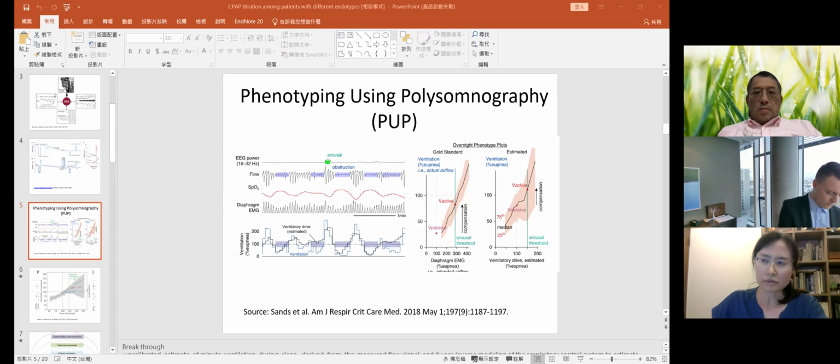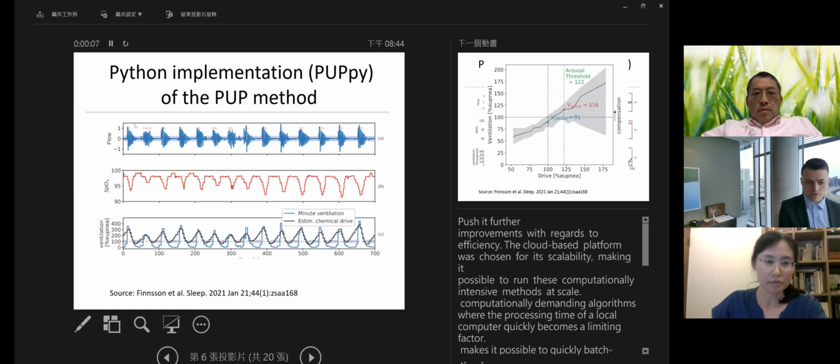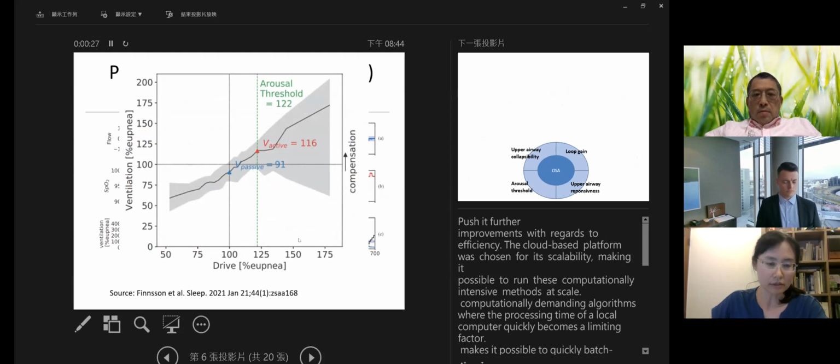But there's still a small limitation, which is that it's not very accessible to sleep centers other than the Harvard Sleep Center. So we are very thankful for the Nox team, who developed the Python implementation of the PUP method. I'm not going to go deep into the technology aspect, but it really pushed things further, because with this technology developed by the Nox company, we can also retrieve the 4 endophenotypes easily.